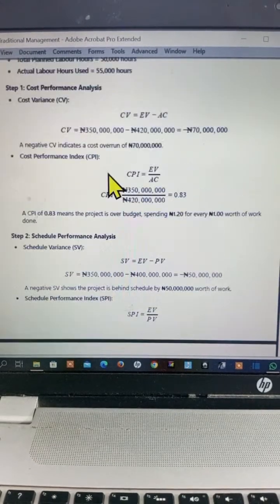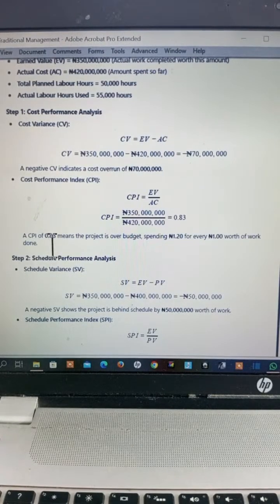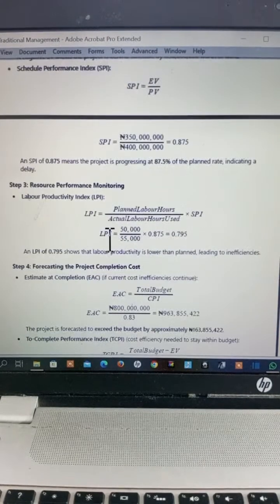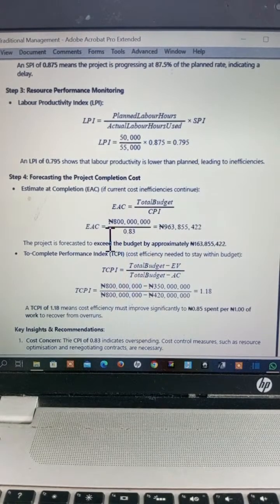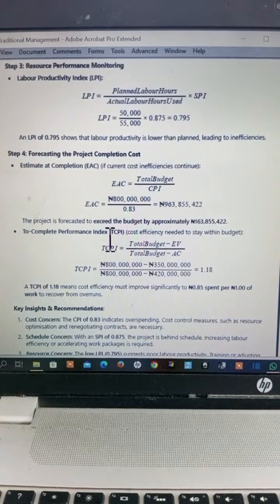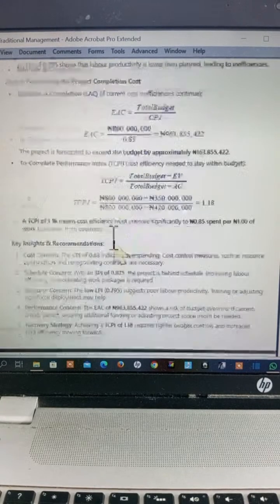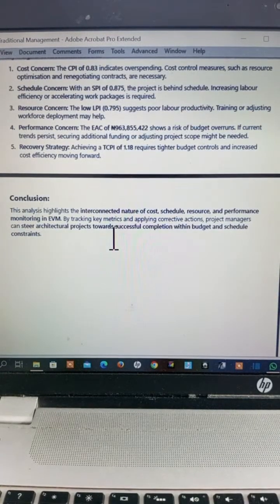CPI, this is CPI. See what we had in our CPI, 0.83. It means that the project is over the budget, not over budgeted. You have overrun the budget, which comes to what we talked about, budget overruns, because what we are trying to monitor here is to checkmate budget overruns. And let us go down here to see how practically we will checkmate that. So in this recommendation, we have identified that the CPI of 0.83 shows overspending. You get the point? It means that cost control measures like resource optimization and renegotiating of contracts are actually very necessary.